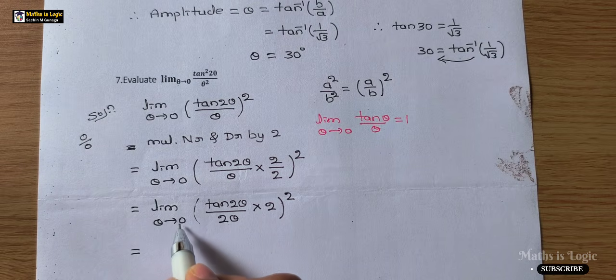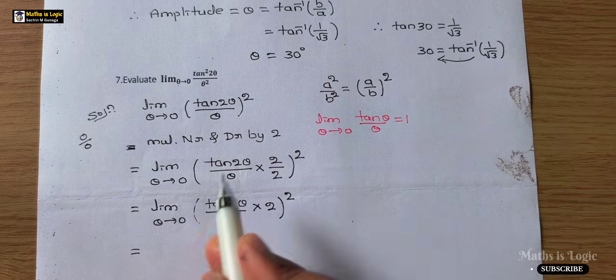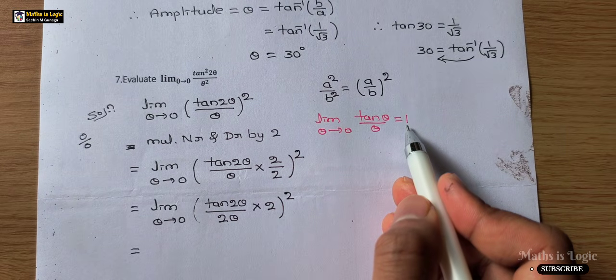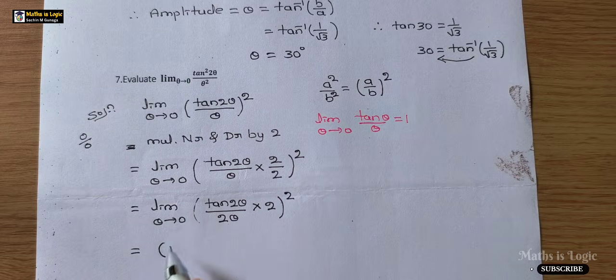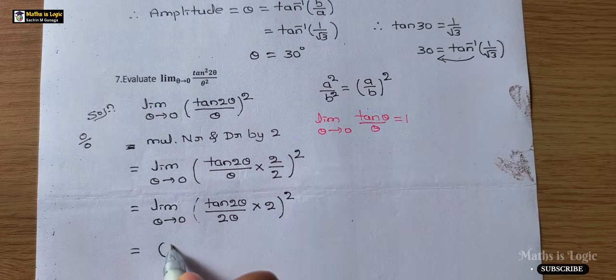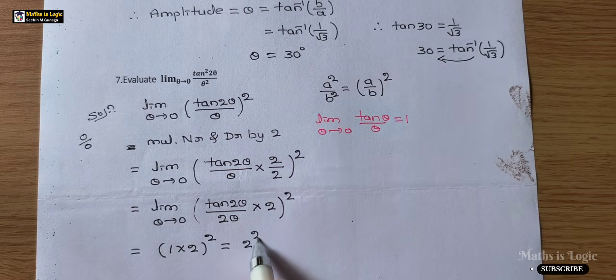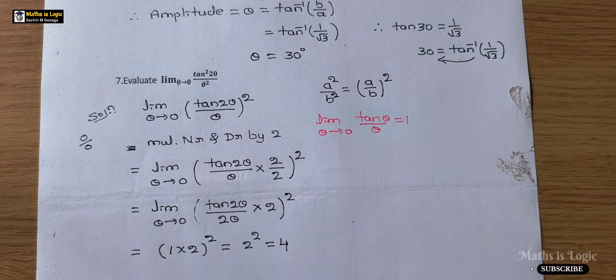Once I apply limit theta tends to 0, this looks like tan theta divided by theta. That time the answer directly goes to 1. Therefore, after applying limit theta tends to 0, this tan 2 theta divided by 2 theta becomes 1 into this 2, keep it as it is, whole bracket square. So which is equal to 1 into 2, whole square. So 2 square is 4. So this is the final answer.